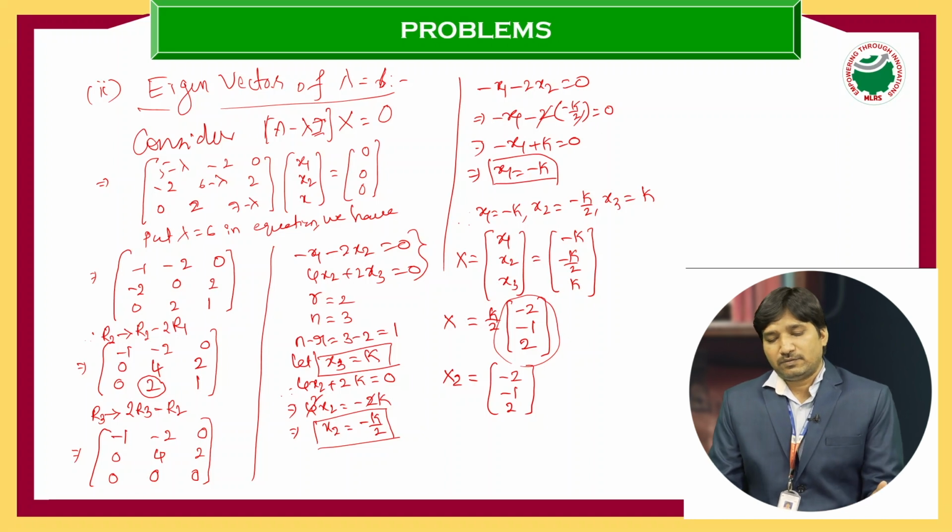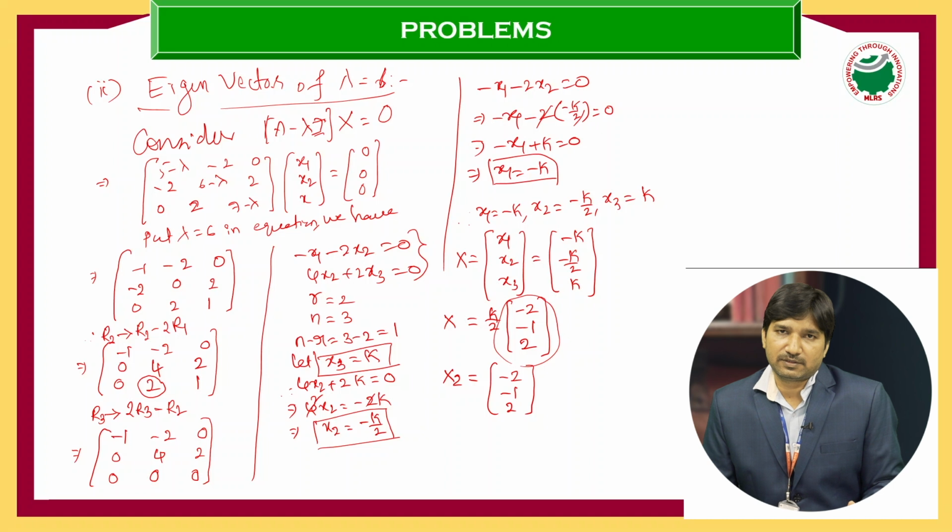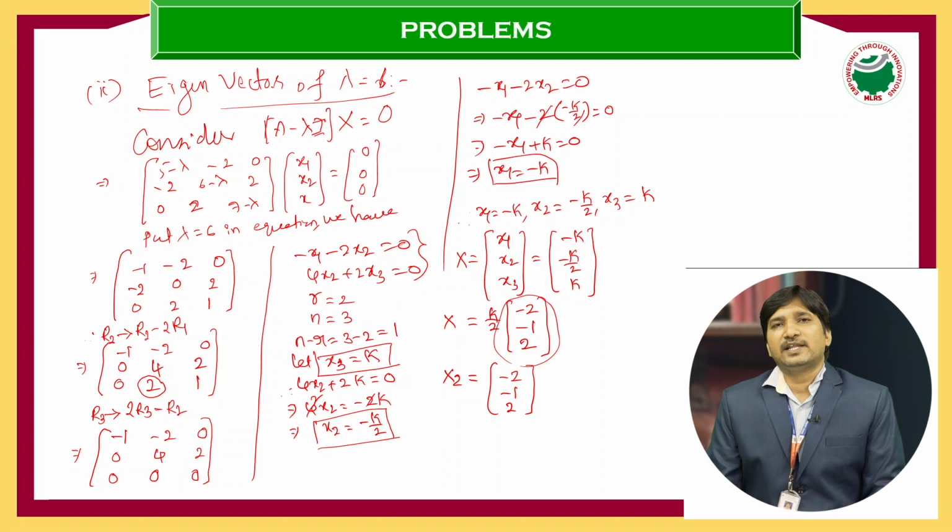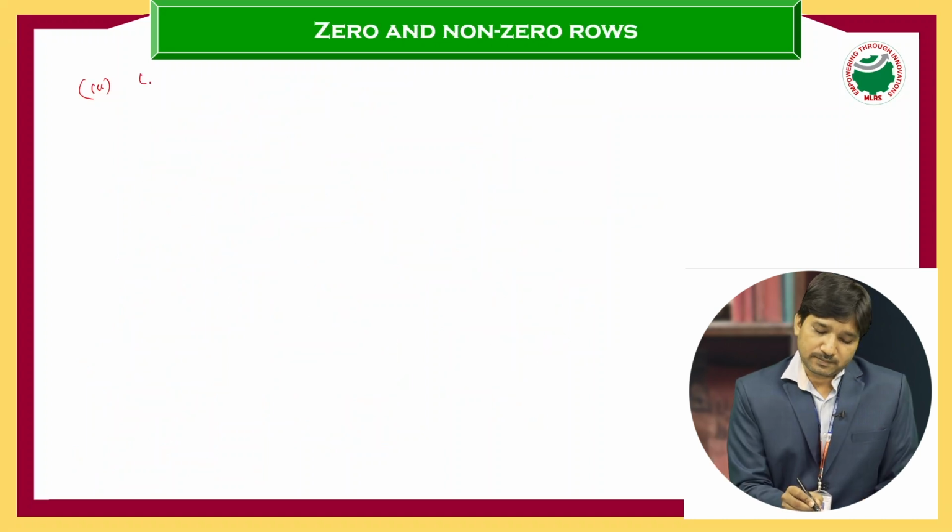So already we have done lambda equal to 3 and lambda equal to 6. Now to find the eigenvector of the eigenvalue, the last one.